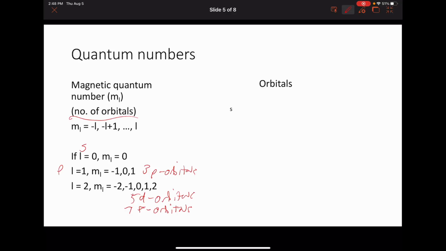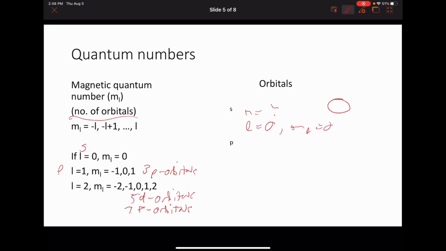Okay, so our s, we would have some n value. We'll have L equals 0. We'll have m sub L equals 0. So we would just have one sphere, right? So whatever that might be, that doesn't really matter. P, like it says, we have 3 p orbitals. We have m sub L equals minus 1, 0, and 1.